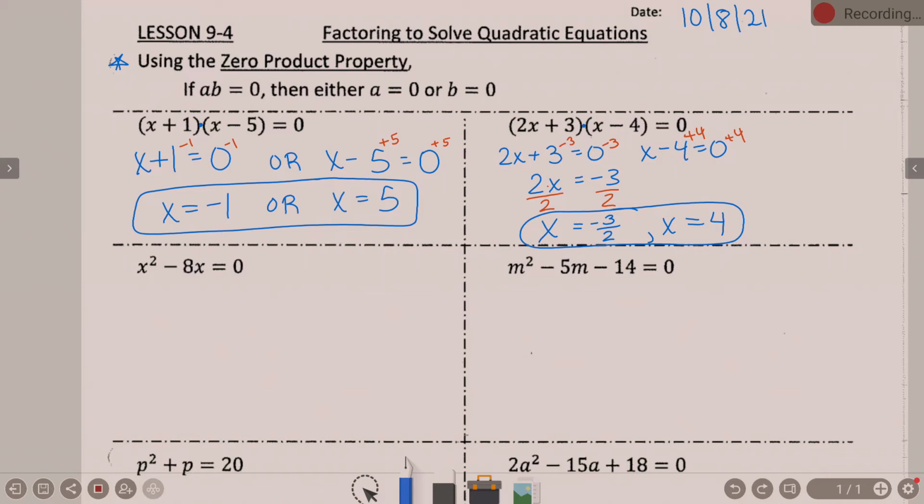They both have x, don't they? So we can factor out an x, which means when I factor out an x, I'm going to put an x out front. And notice the equation is already equal to 0. I forgot to mention that.